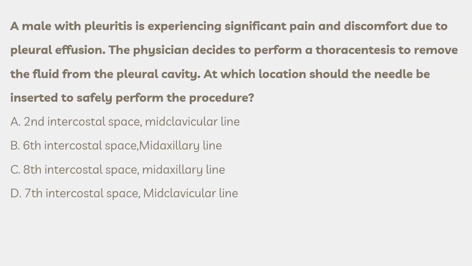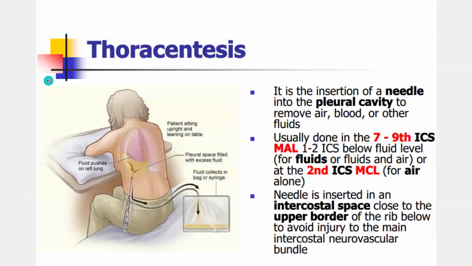Okay, the answer is actually C, the eighth intercostal space mid-axillary line. The question was asking where we would insert the needle if you want to eject fluid, right? For fluid, we do insert the needle between the seventh and ninth intercostal space mid-axillary line. Whereas if you want to eject air, it would be in the second intercostal space mid-clavicular line.